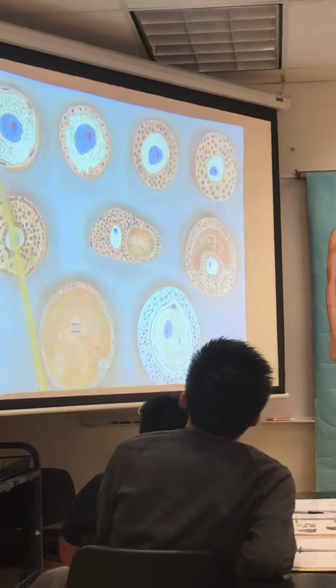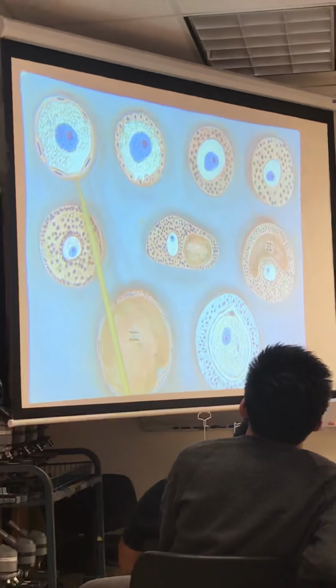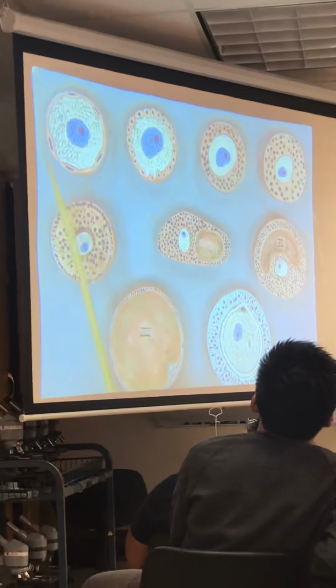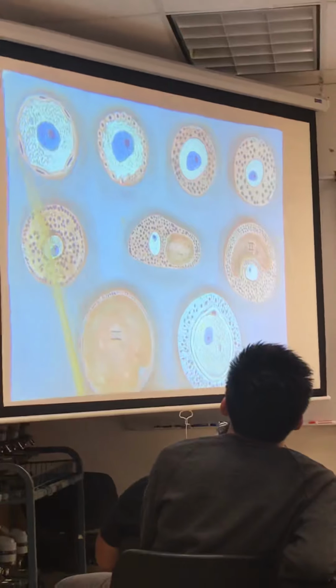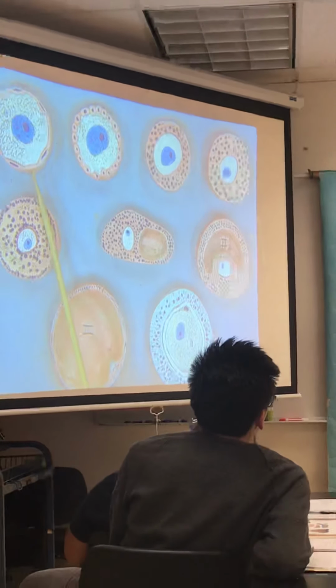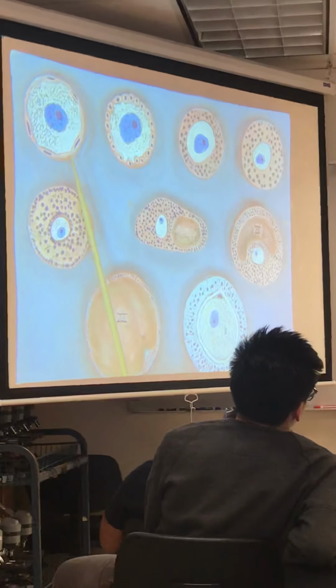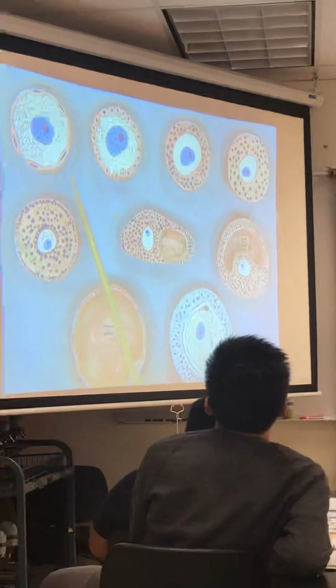2N R. This entire structure is called a primordial follicle. True or false? A female will have about 40,000 of these in her ovary at puberty. That is true. About 40,000. So she's born with more. She's born with like 200,000 or something.